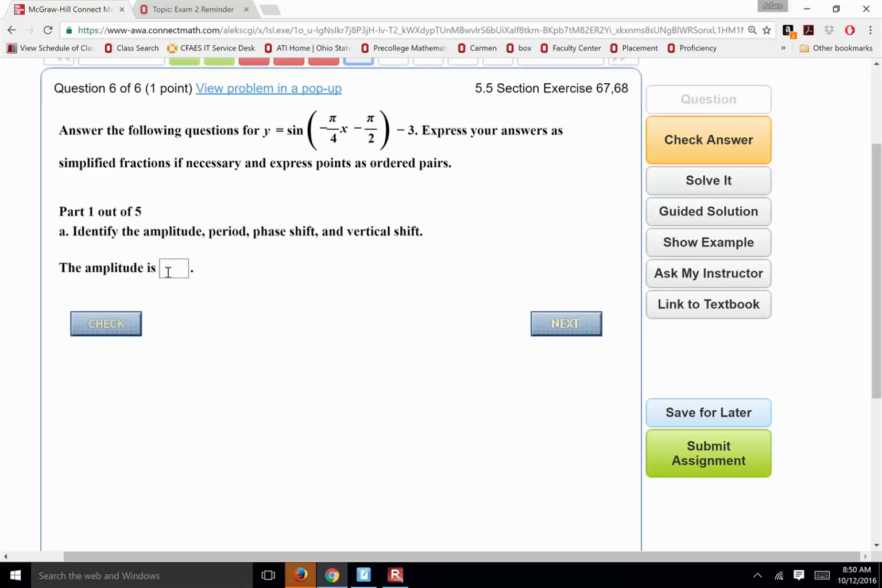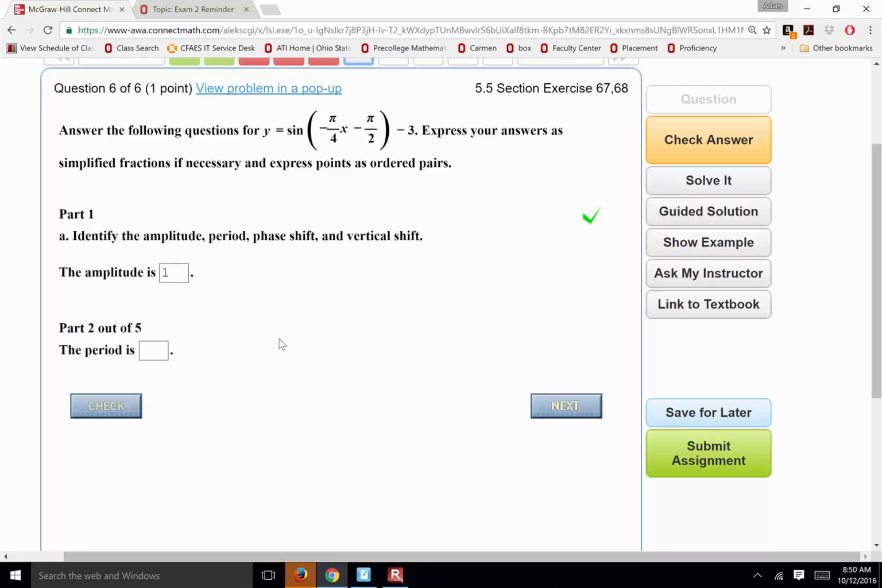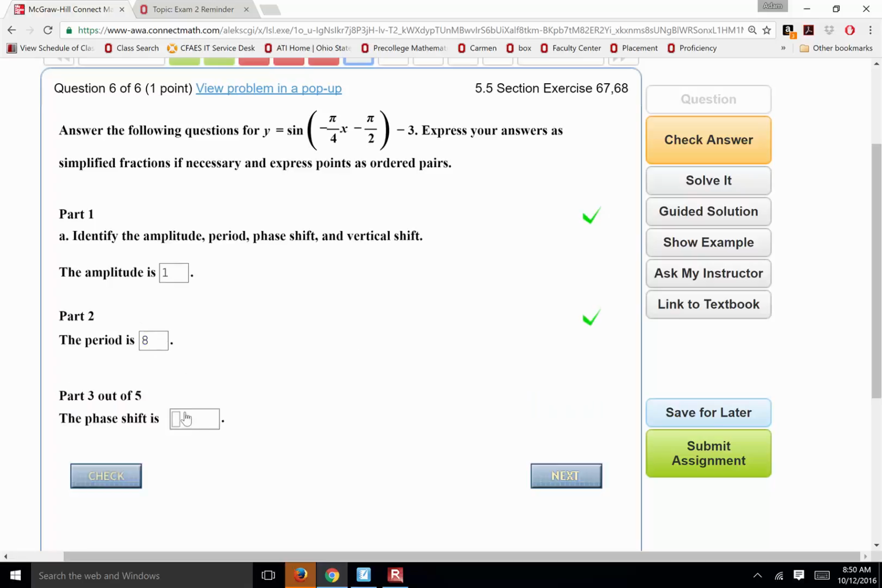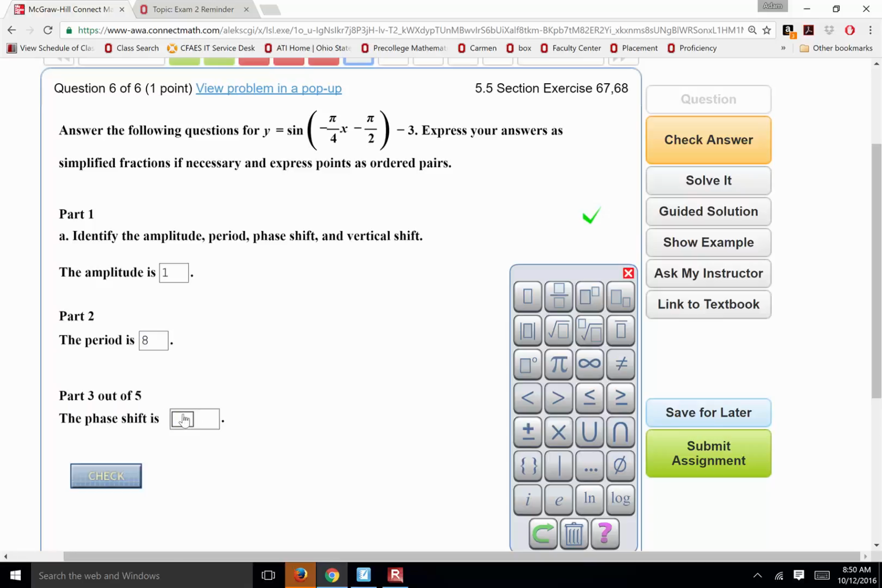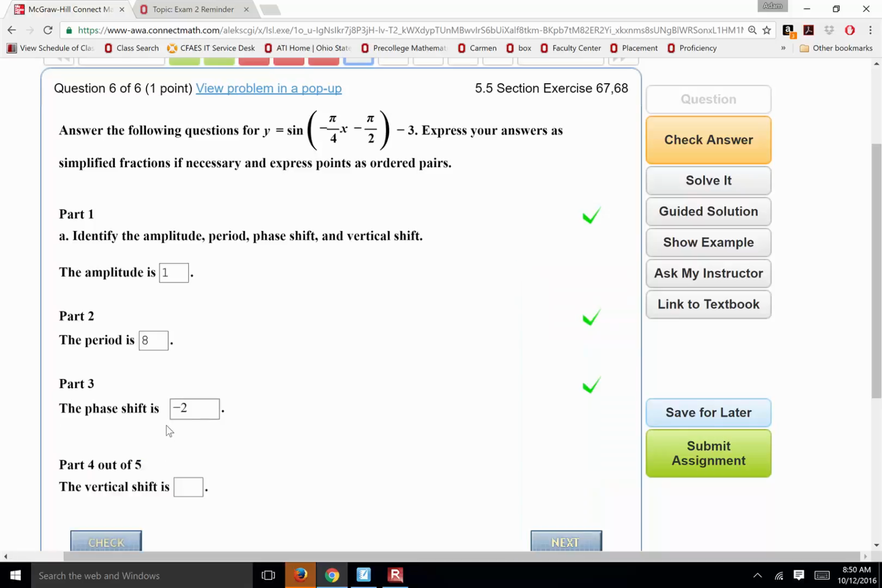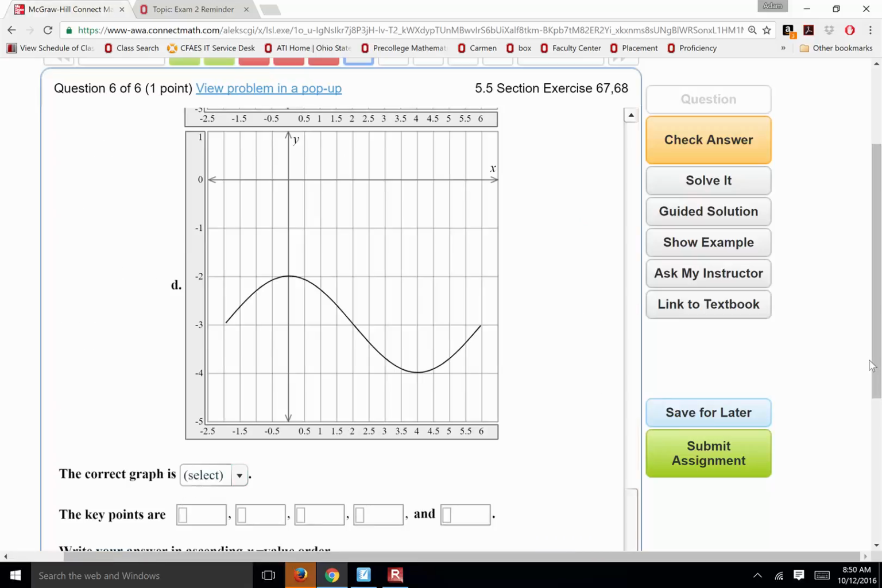Alright. Looks like we're ready. Check. Period is 8. Check. Phase shift is, what was it? -2. Check. Vertical shift is -3. It doesn't say down or up, so I'm assuming negative will do that. If not, I will switch to positive, but it worked.